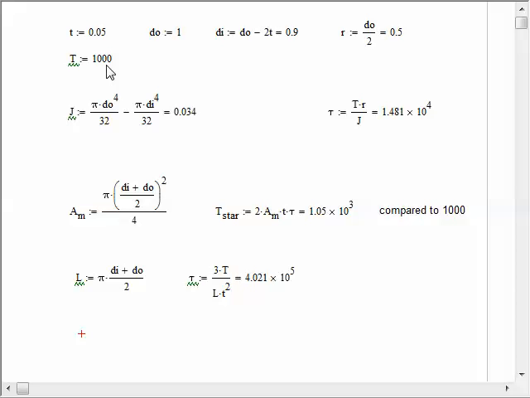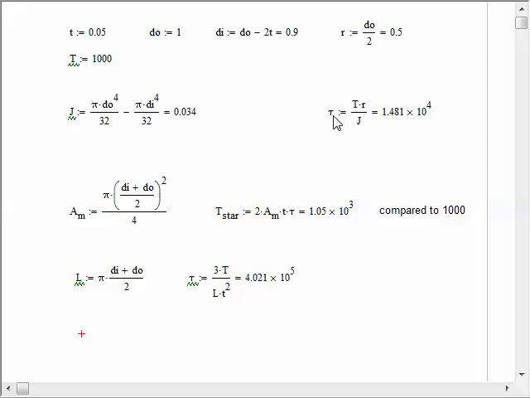Now, first of all, I'm going to use the circular formula TR over J, where J for a hollow circle is pi d outer to the 4th over 32 minus pi d inner to the 4th over 32, giving us a value of J. And when I calculate a shear stress equal to TR over J, where T is that torque of 1,000, I get a 1481 times 10 to the 4th, or a 14,800 pounds per square inch shear stress. So almost 15,000 psi shear stress.